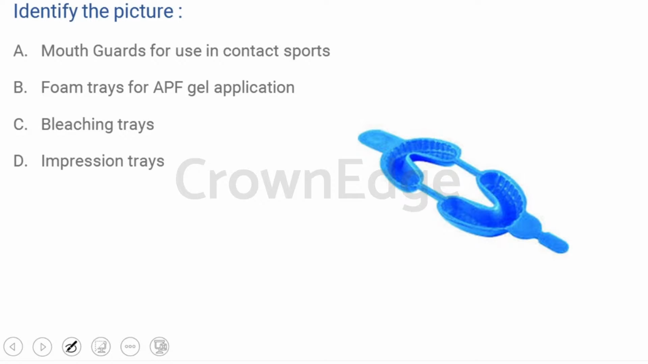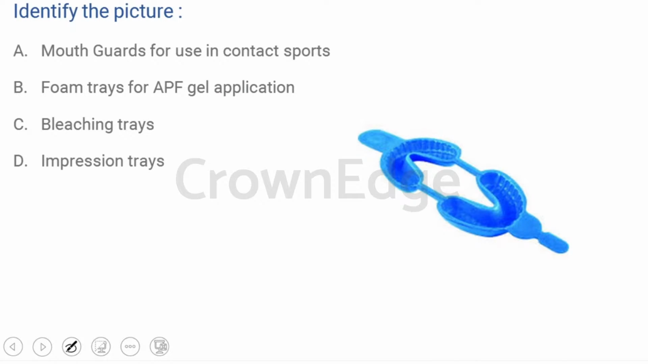Now, this is a picture-based question. All right. So what you see here is a tray. Identify the picture. A, mouth guards for use in contact sports. B, foam trays for APF gel application. C, bleaching trays. D, impression trays.